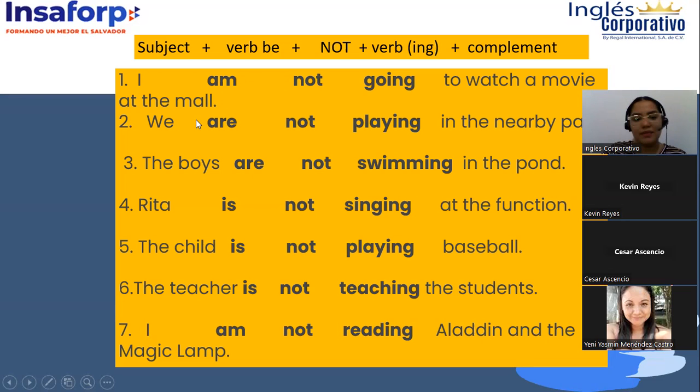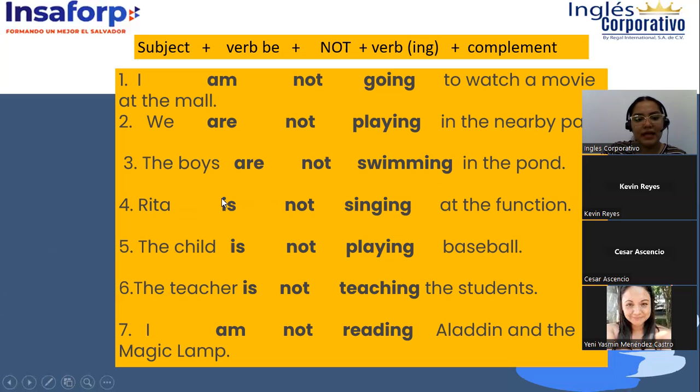¿Y por qué utilizamos are aquí? Because we have we. Con we nosotros utilizamos are. Okay, the voice. We use are as well because we have a plural subject here. The boys are not swimming in the pond. All right? Los chicos no están nadando en el estanque. Y como es la regla del present continuous, utilizamos ing. Siempre vamos a utilizarlo en el present continuous. The boys are not swimming in the pond. All right.